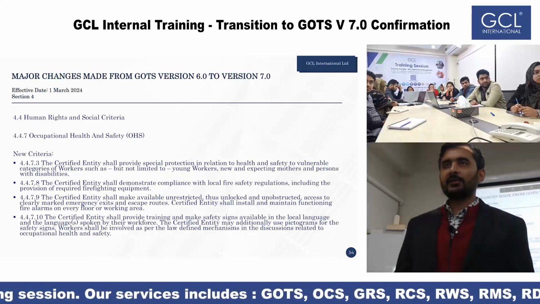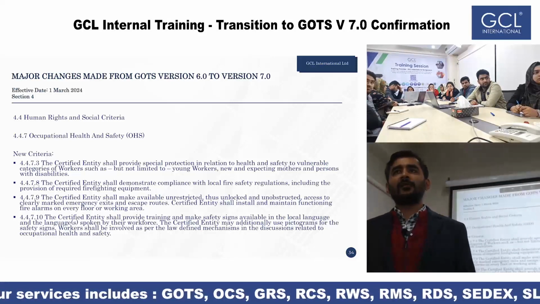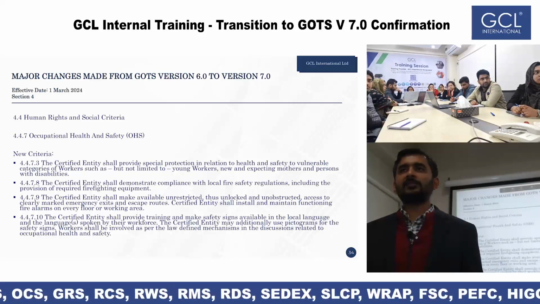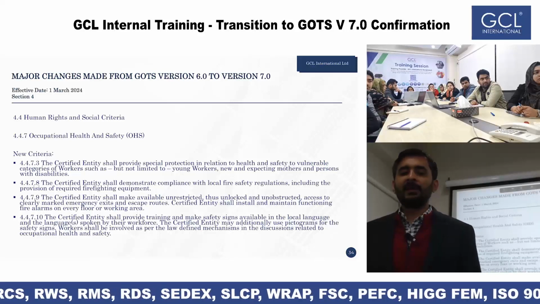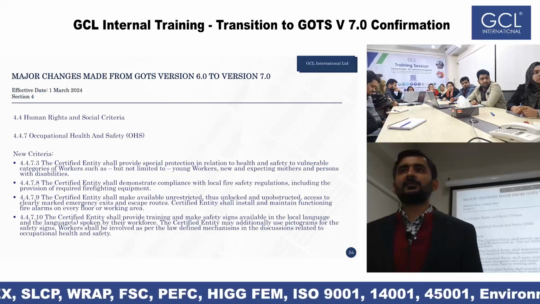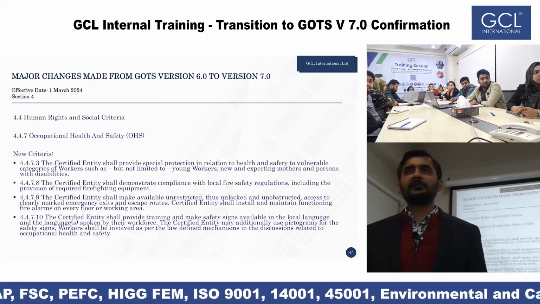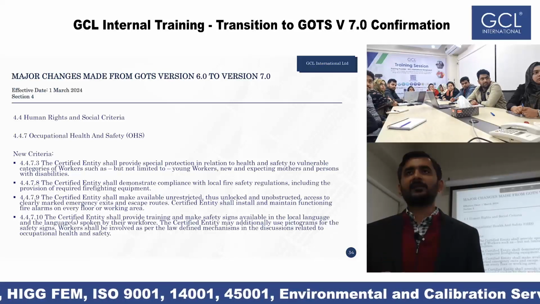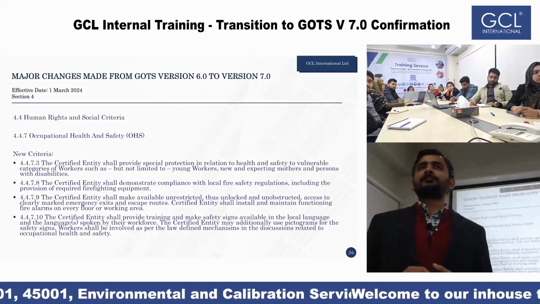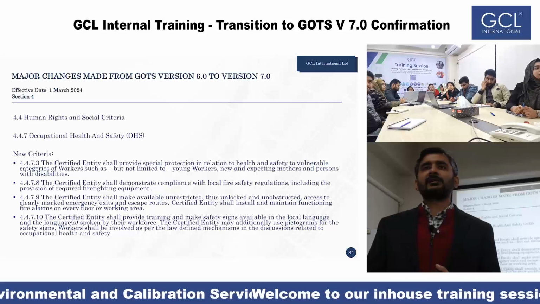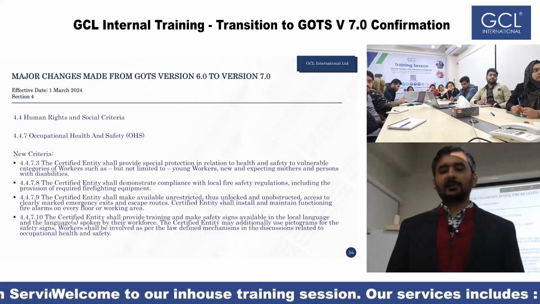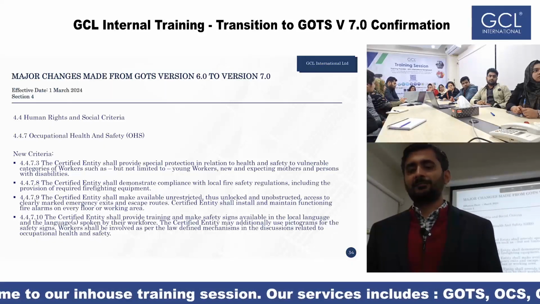For example, in 7.0 they have said that for any vulnerable worker, the facility shall ensure proper health and safety while they are working. Also, for all kinds of health and safety, including fire safety, all the safety criteria shall be there. The fire safety requirement is already there in 6.0, but it is now more clarified. There shall be sufficient emergency exits, the exit or evacuation route shall be obstruction free, and there shall be a fire alarm system. All these criteria are more clarified in GOTS version 7.0.